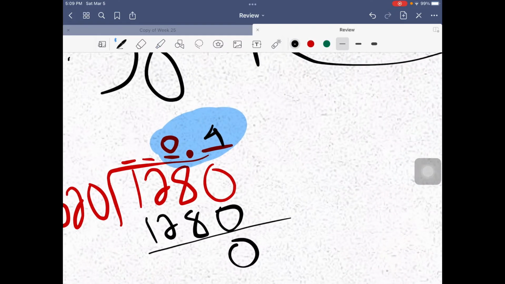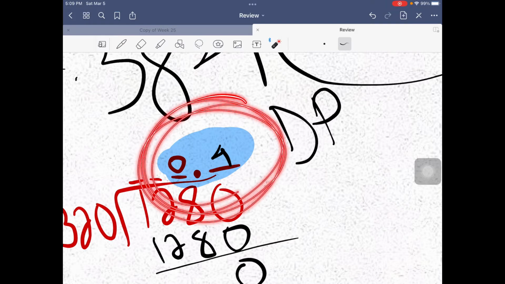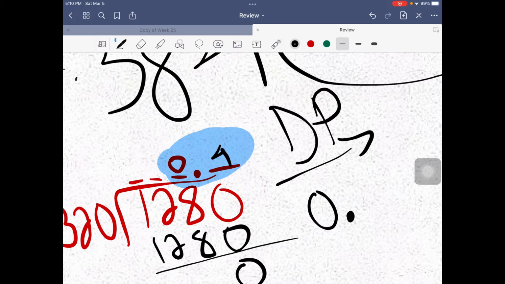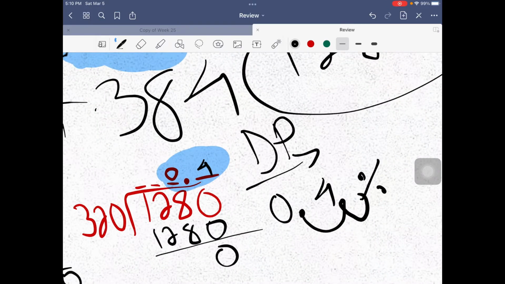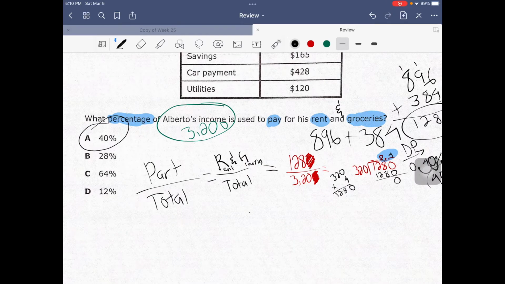Is this my answer? No. What do I need to do if I want a percentage? What is this right here? A decimal. And we want a percentage. What way are we going to go? Para la derecha, to the right, if we want a percentage. How many times? 2 times. 1, 2. So what's my percentage? 40%, 40%. That's my answer.